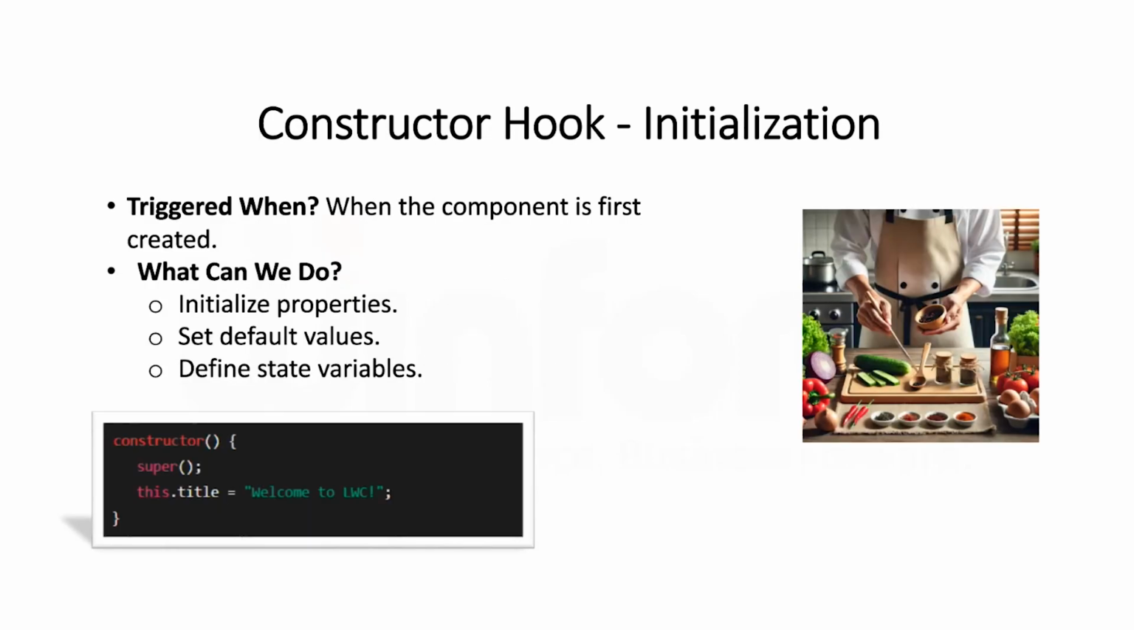This is the constructor hook, initialization. First we have the constructor hook. This is triggered the moment an instance of the component is created. Think of it like preparing a kitchen before cooking: gathering ingredients, preheating the oven, and setting up utensils. That is where the constructor hook comes in: initializing the properties, setting default values, and defining state variables. From here we cannot access the document object model, that means the DOM, because it's not yet ready. The component has just been created, so we cannot access the DOM. This is the syntax for the constructor hook.